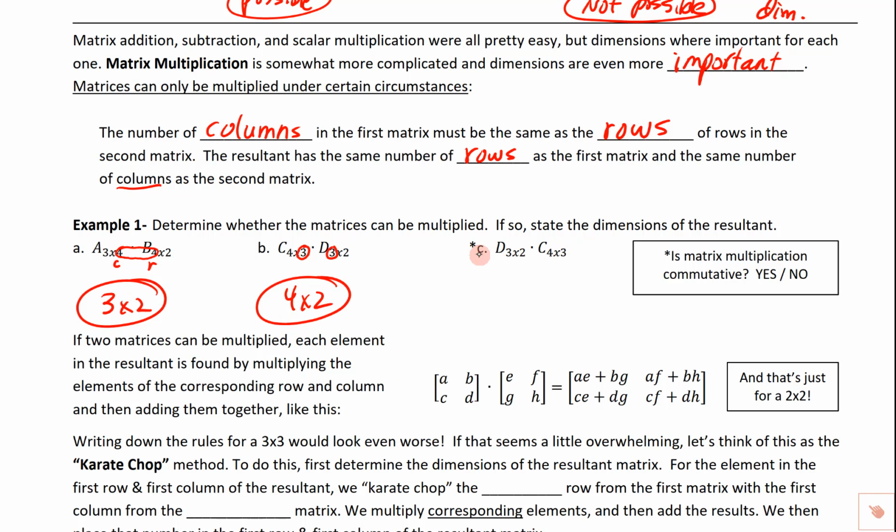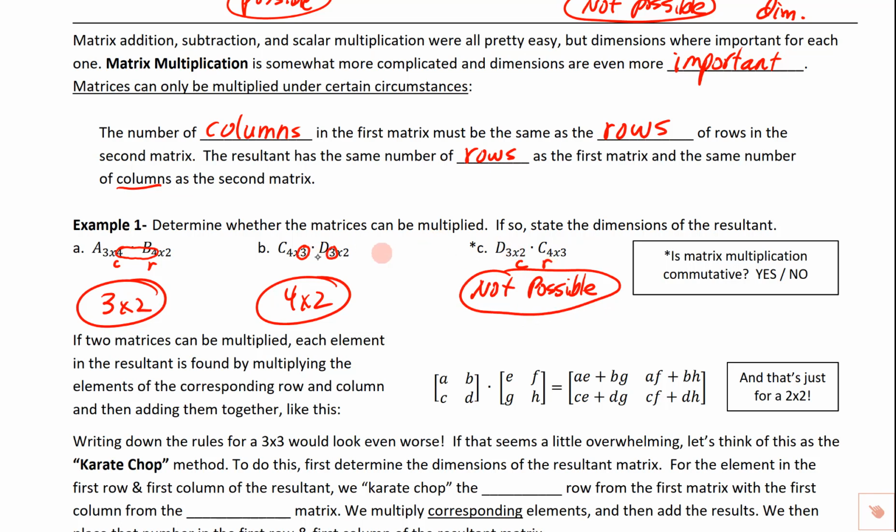So on this next one, this is example C, but it's got a star by it. So these are the same C and D, but now I've switched the order. What we want to check here, again, is the number of columns in this matrix with the number of rows in that matrix. You'll notice that those are not the same, so we're just going to write not possible right here, because those don't match up.